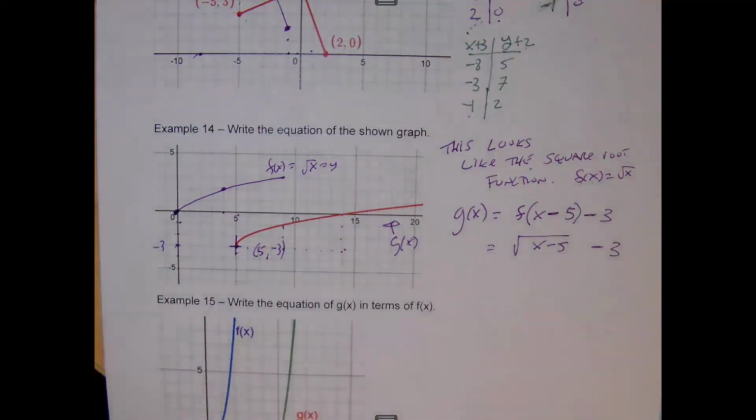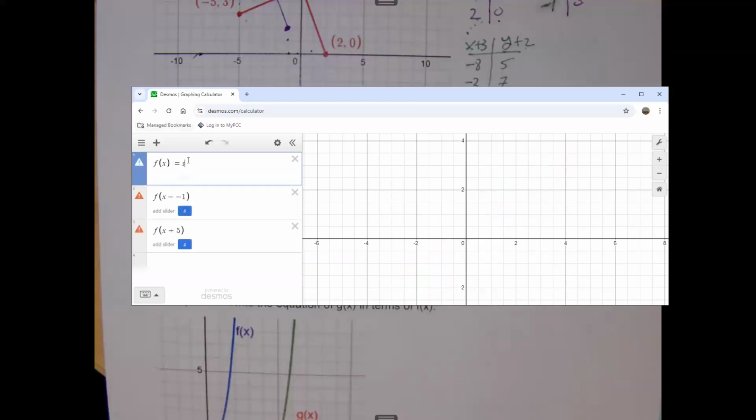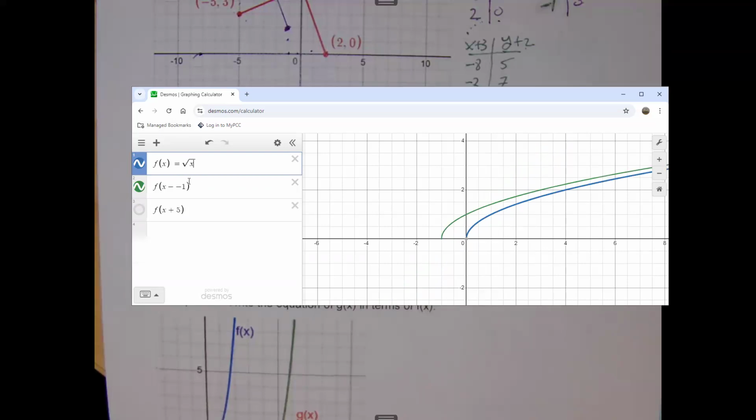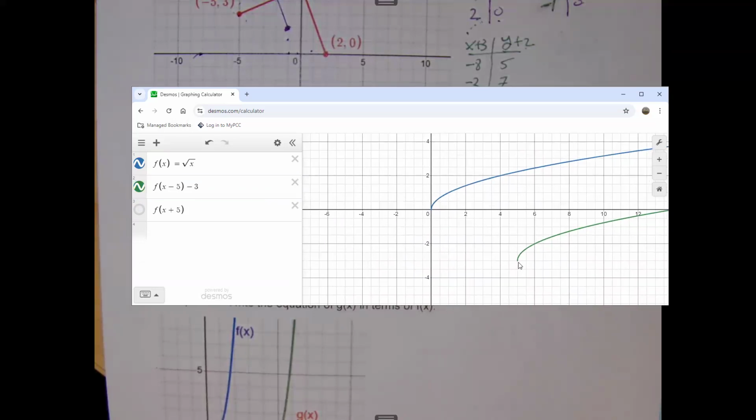Did we get this right? Let's just go to Desmos and find out. So you can verify a lot of things that you're doing. I'm going to come over here, SQRT, X. And I think the equation is this: X minus 5, plus, no, minus 3. And yeah, that looks right. 5, negative 3. Yep, that is the correct function.